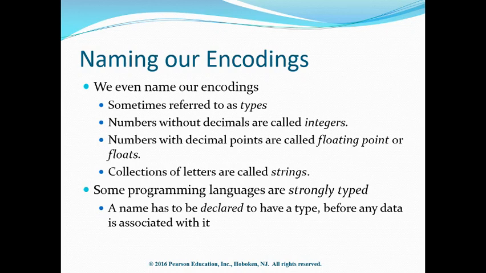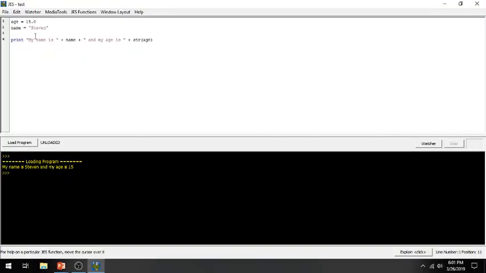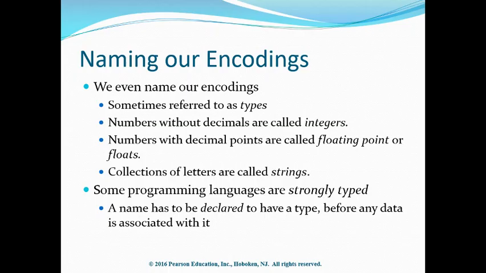Similarly, a collection of letters is called a string. So this right here is a string. This right here is a string. When I cast this, which means I'm taking an integer and making it something else, that's me casting an integer to a string, hence the abbreviation for this method called str.